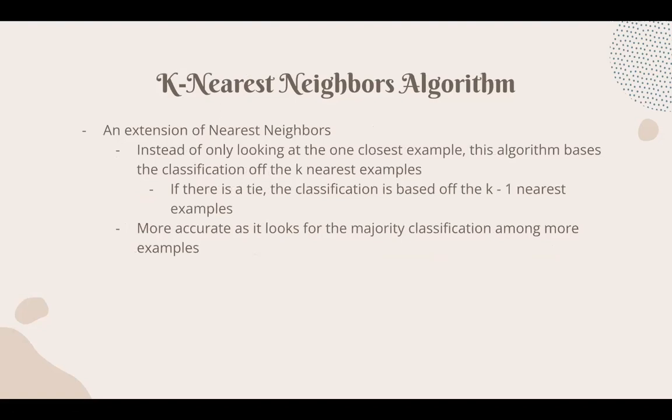So here is an extension of nearest neighbors. If there's a tie between one class and another class, the classification is based off the k minus 1 nearest example.